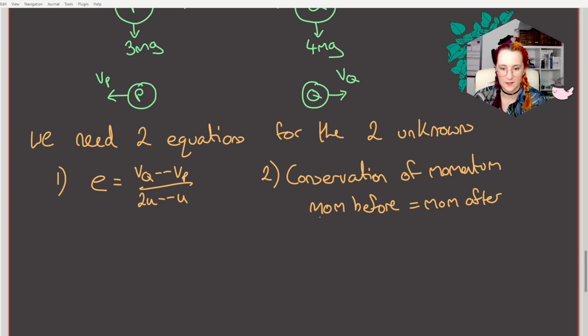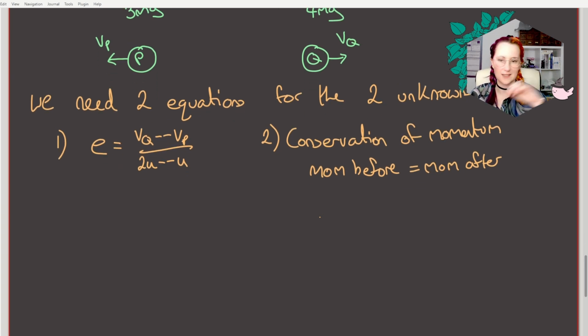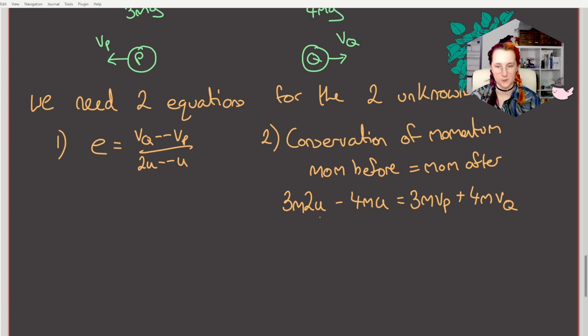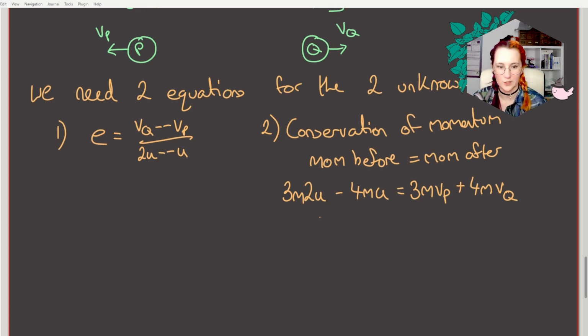But this will give us, so the momentum is mass times velocity. So the first one is 3m 2u minus 4mu. So that's the mass of P times the velocity of P minus, well, it would be plus, but we have that minus u. 4m is the mass of Q. u is the velocity of Q, equals 3m Vp add 4m VQ. So we don't know which one of those is negative. We're assuming that they bounce back, but we will make do.